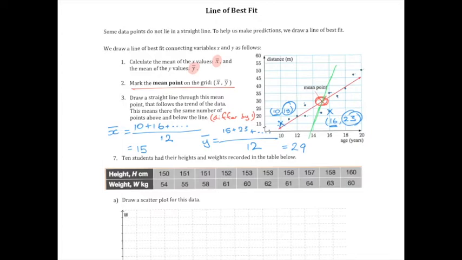So see how the red one is better? You want to generally follow the trend of generally all the points and also have the same number of points above and below it. If you can go through some points as well, great. But maybe you can't, up to you. Okay, now, so let's have a go.